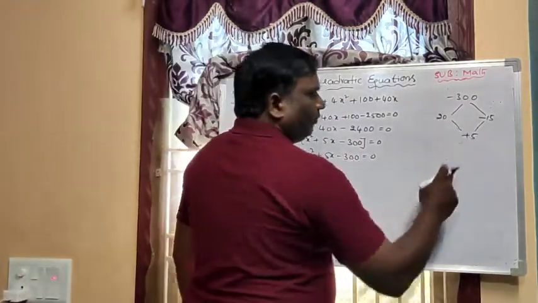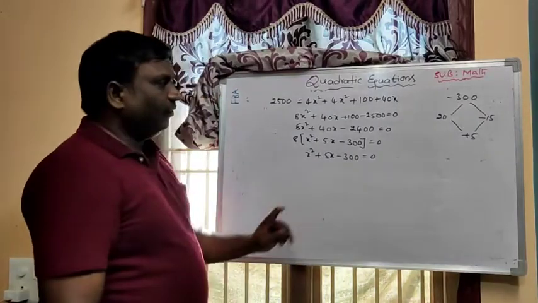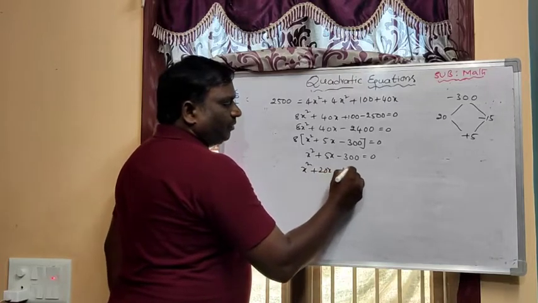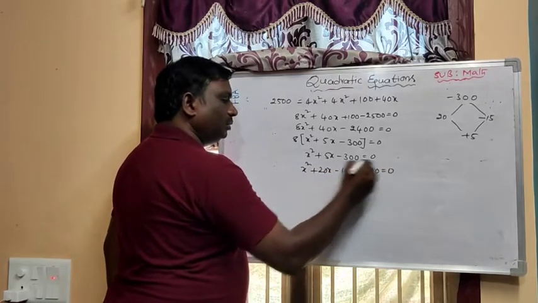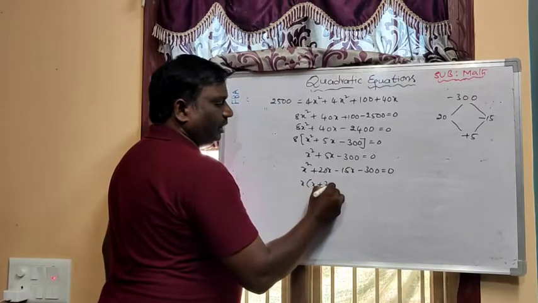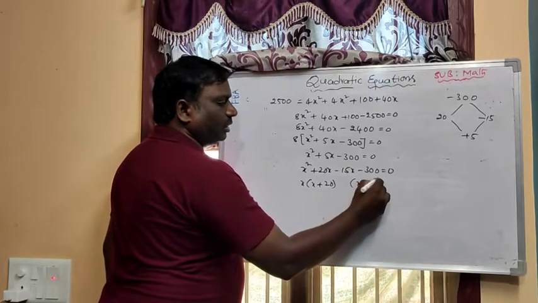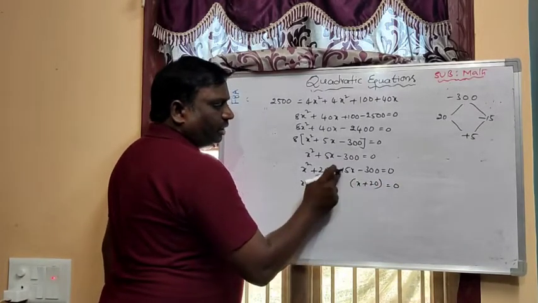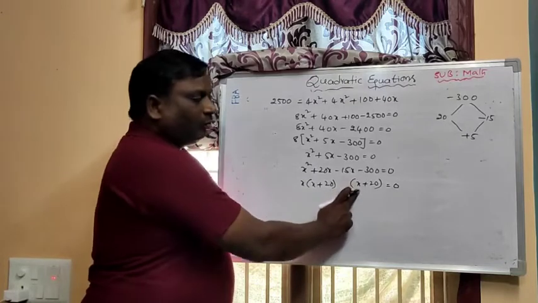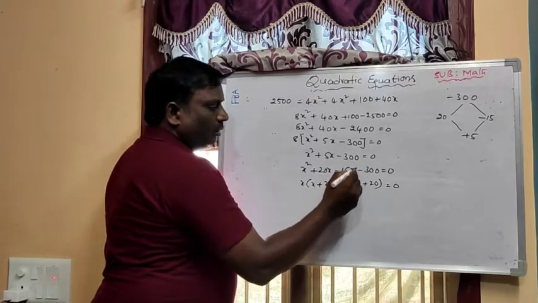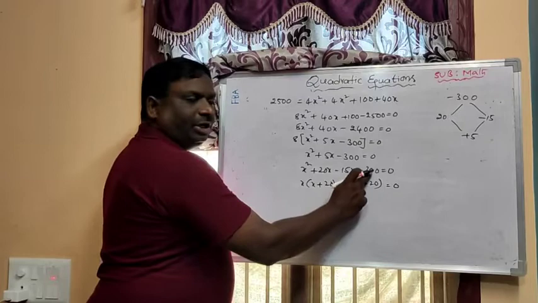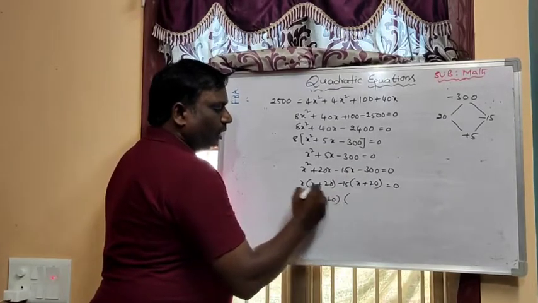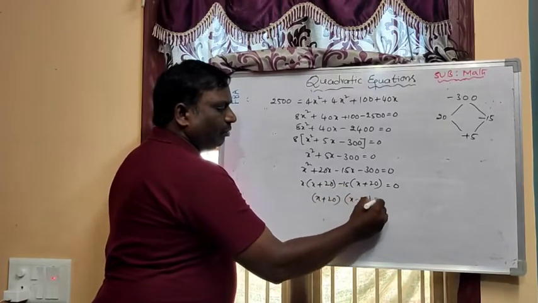Now 20 into minus 15, that is 20 minus 15 is 5. So x square plus 20x minus 15x minus 300 equal to 0. Take x common, x plus 20, as it is, x plus 20 here also. This is equal to 0. And to get the third term, for this x value, what we have to multiply? Minus 15. Minus 15 into 20 is minus 300. So again two terms, take x plus 20 common, then you'll get x minus 15 equal to 0.